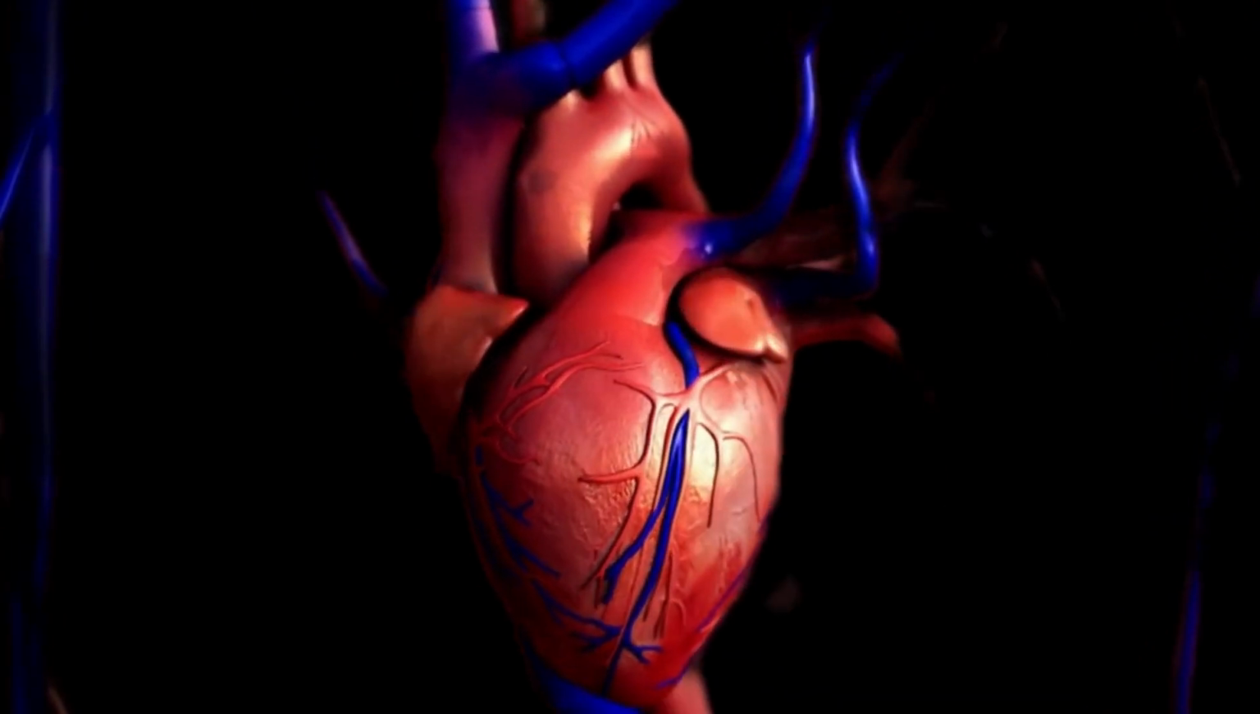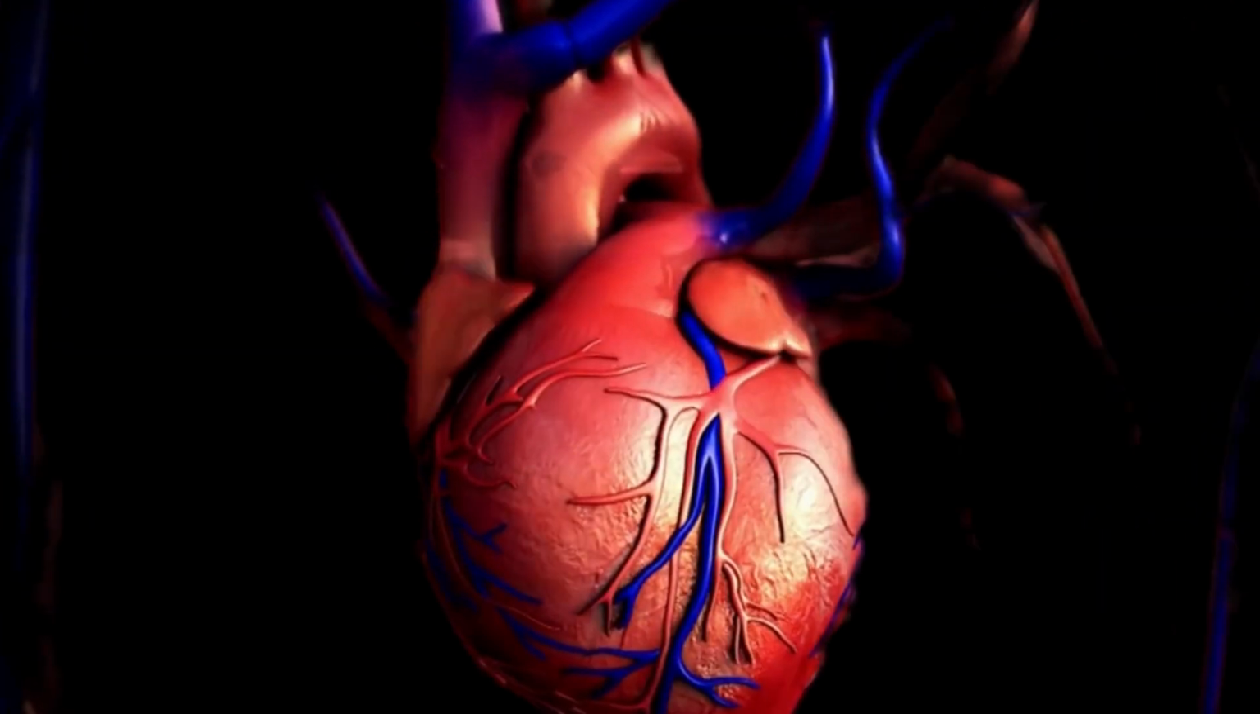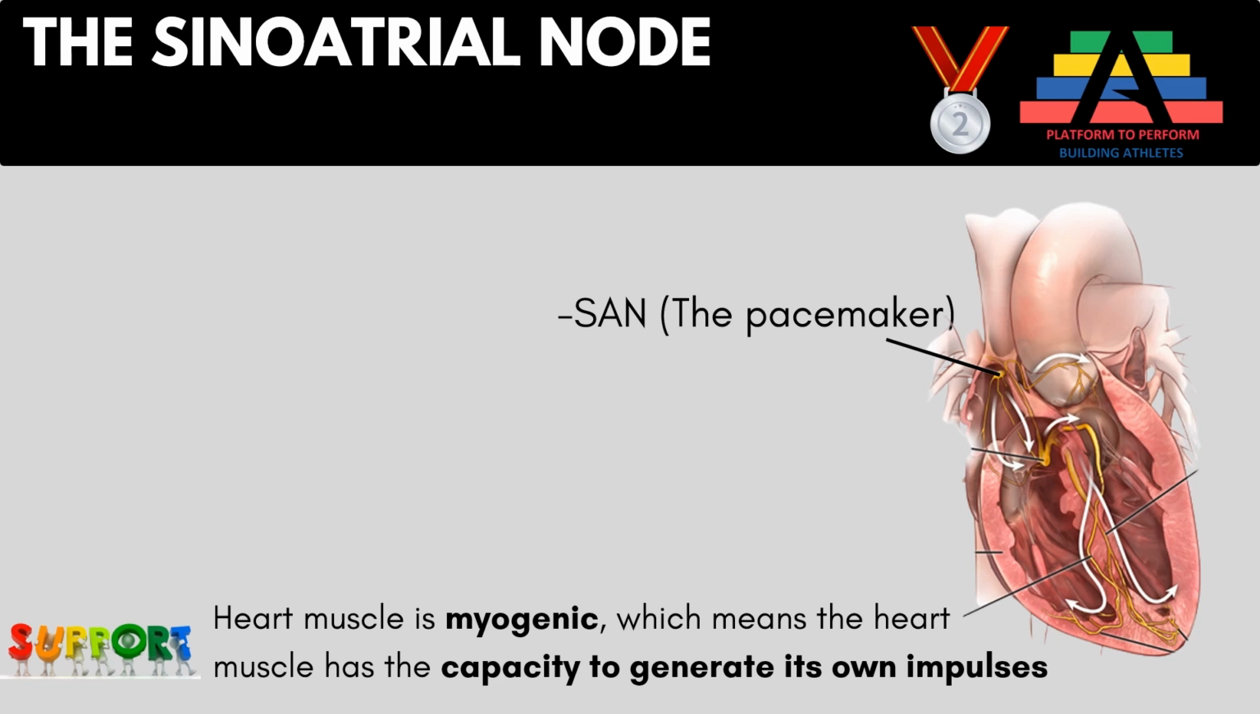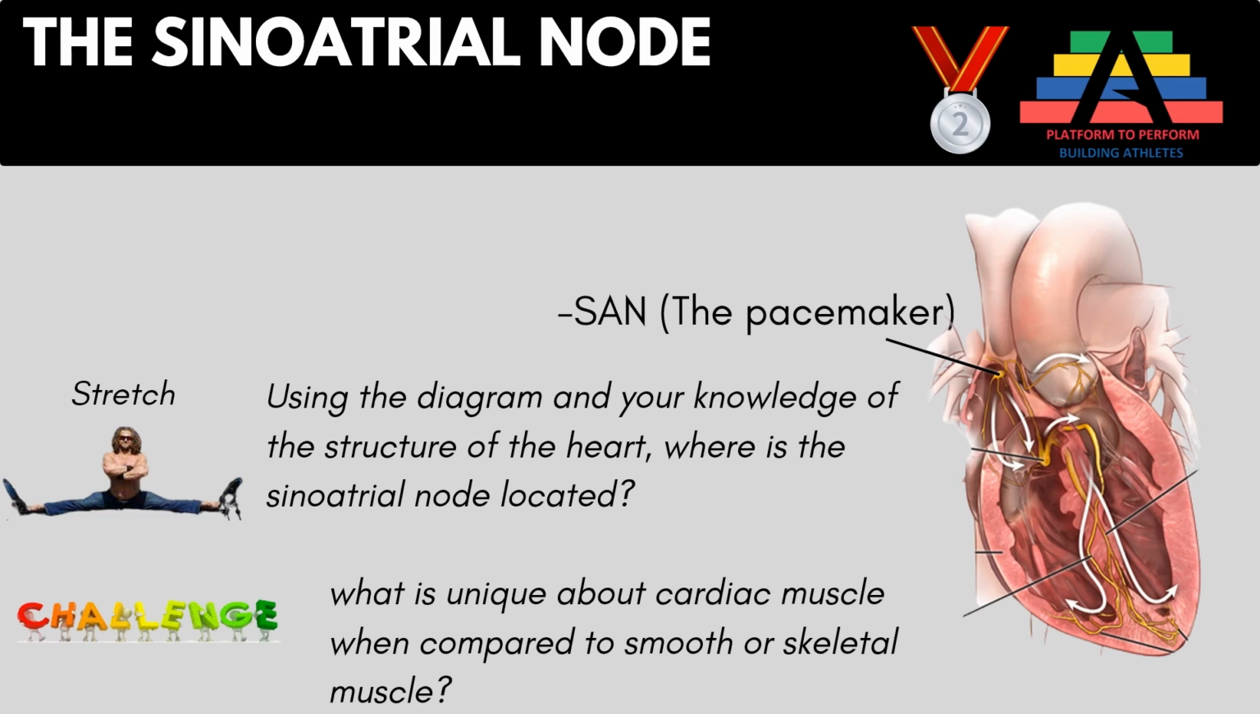This makes cardiac muscle unique compared to, say, skeletal muscle, and we're going to come back to that in more detail in a second. But looking at the diagram that I've chosen for the sinoatrial node, you should be able to work out that it's in the right atria. Now, you should also have worked out what's unique about cardiac muscle compared to, say, your biceps.